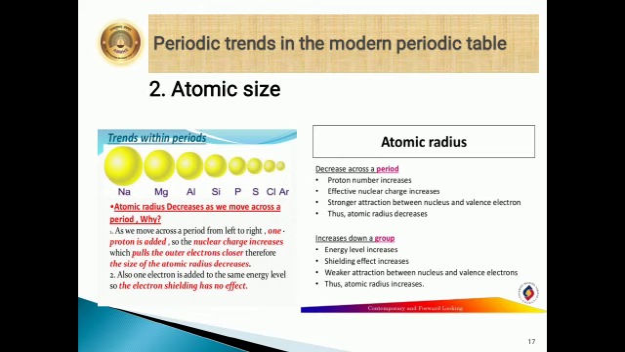It increases down the group because the energy level increases, the shielding effect increases, and there is weaker attraction between the nucleus and the valence electrons, and thus the atomic radius also increases. Now this is one of your answers. The valency also, there is one answer from your exercise, and atomic radius also, this is one of your answers. Page number 25.